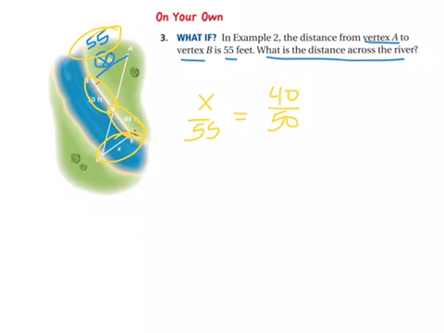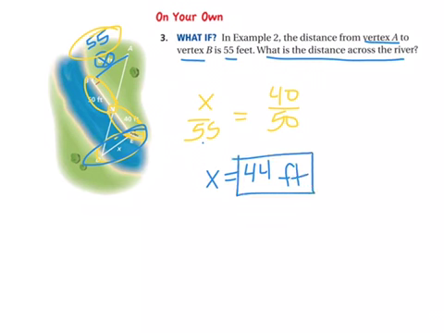All of my little drawings make it hard to see, so I'm going to take these off. 40 times 55 divided by 50 gives you x equals 44. So then this distance across the river is 44 feet. Remember, we have to label this as a word problem. Okay, so we had already proven this, so all we did was change our ratio to the new length because they told us the new height here was 55 feet.